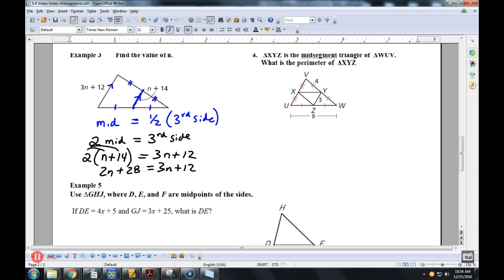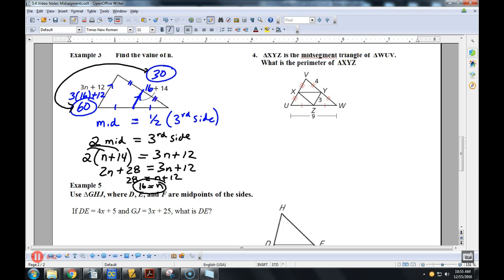And I'm going to minus 2n from both sides, and I get 28 equals n plus 12. And then when I subtract 12 from both sides, I find out that n is 16. Now I should probably plug that in, just make sure that it works out. So 16 plus 14, well that's 30. And 3 times 16 plus 12, well that's 48 plus 12, that's 60. And they do what they're supposed to do. The third side is twice as big as the midsegment, so it looks like it worked out pretty nice.